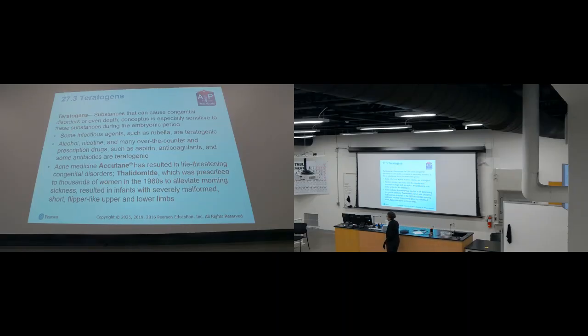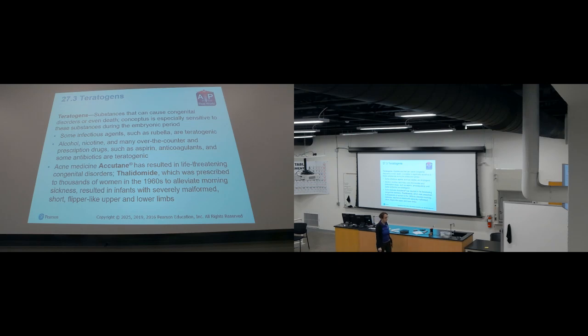So some of the infectious agents that can damage the baby will be viruses like rubella, bacteria, also some protozoans like toxoplasma. HIV as well can cause problems in the baby. Substances like alcohol, nicotine, prescription drugs, aspirin, anticoagulants, and some antibiotics are teratogenic. In the 1960s, some women took some pills that contained thalidomide.